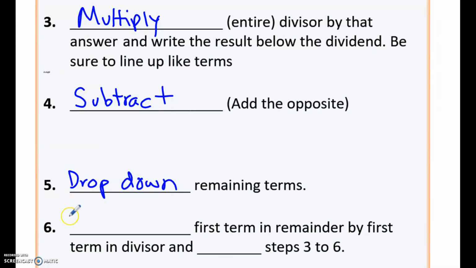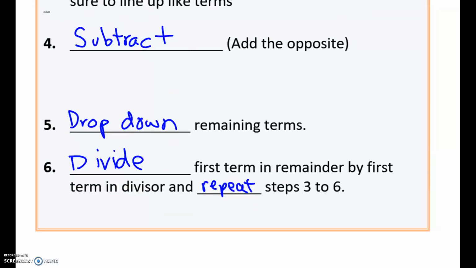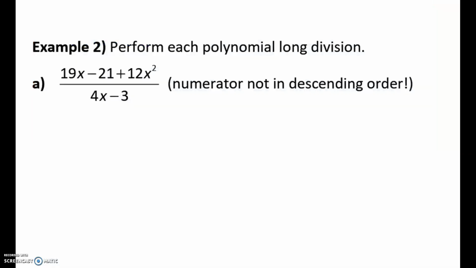And then we divide the first term in the remainder by the first term in the divisor and repeat steps 3 to 6. So let's look at some examples of this. My first example, I've got 19x minus 21 plus 12x squared over 4x minus 3.